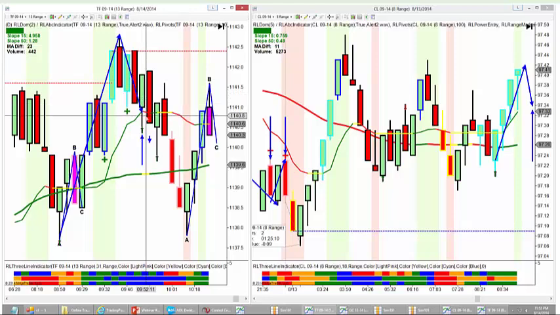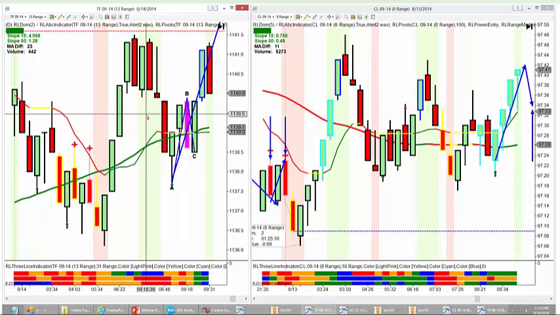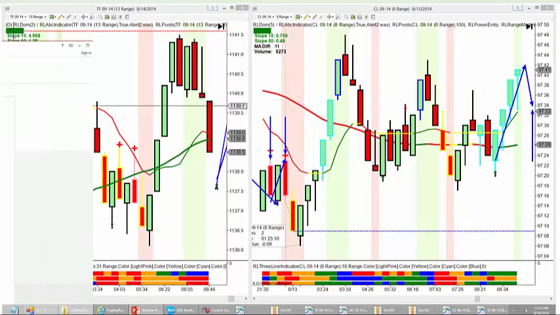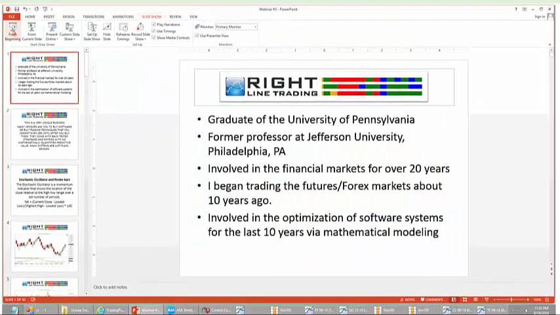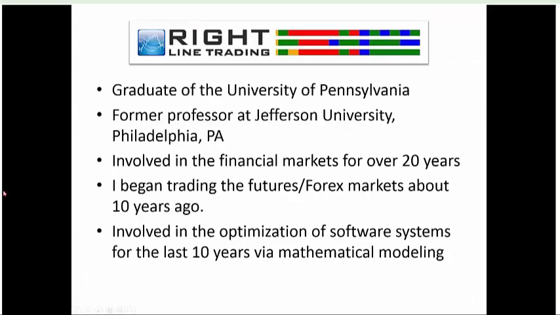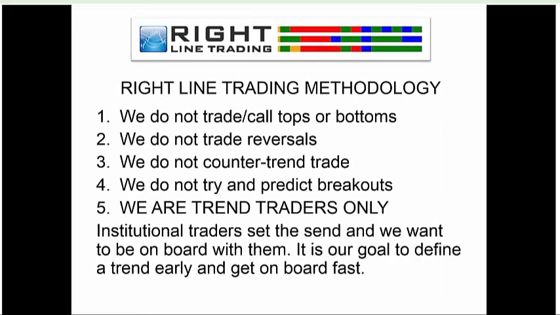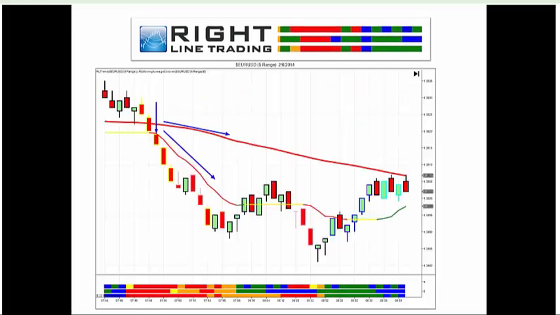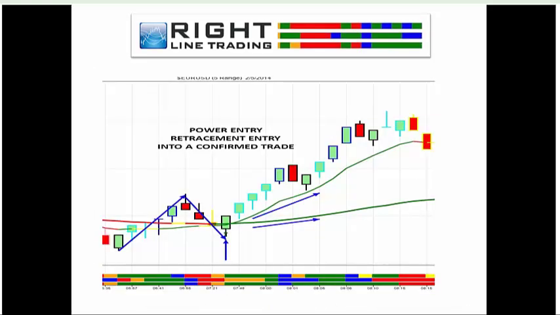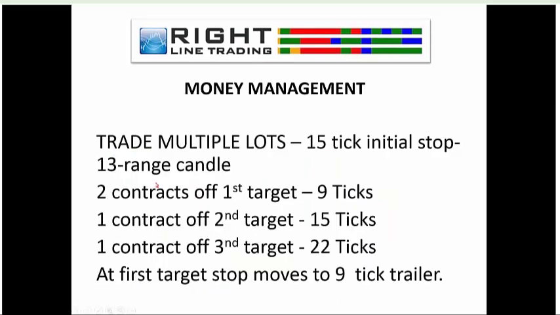Now I want to go back to the slides. And let me just scroll forward here. We trade the Russell and we trade gold on a 13 range candle. We use a 15 tick initial stop. We take two contracts off at first target of 9 ticks, one off at a second target of 15, and one contract off at a third target of 22. At the first target, the stop moves to break even, and becomes a 9 tick trailer.